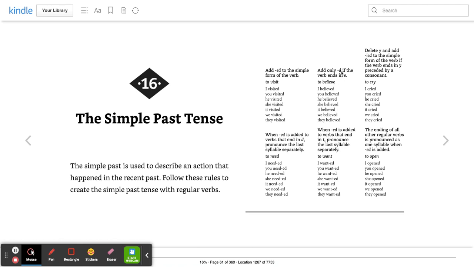Add only d if the verb ends in e. For example, for the verb believe, because it ends in e, we only add d to create simple past tense. I believed, you believed, he believed, she, it, we, they believed.